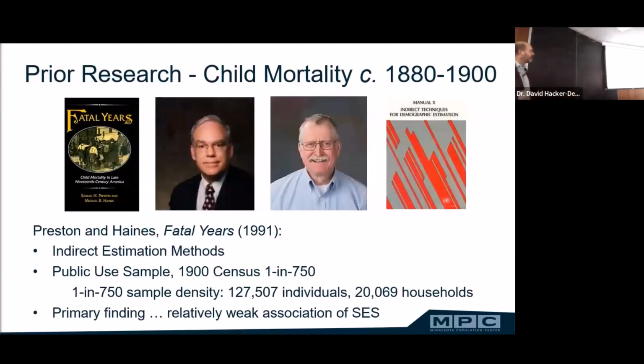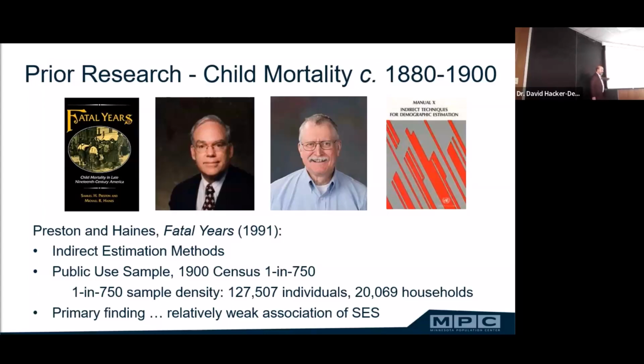So let's start with the prior research on child mortality. You have to read this book. It's still terrific. 30 years later, Sam Preston and Michael Haynes wrote this book, Fatal Years, Child Mortality in Late 19th Century America. It's based on the 1900 census. We just had a 30-year anniversary at the Social Science History Conference a couple of years ago. And there's a special edition of Social Science History coming out on that in a couple months that Martin Dribe and I edited. But it's just still a terrific book that Sam and Mike wrote.